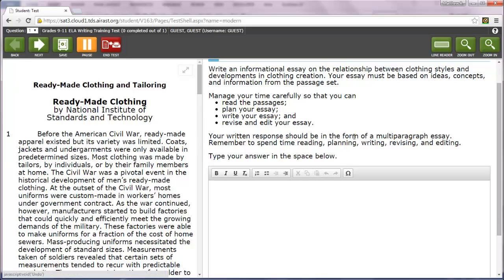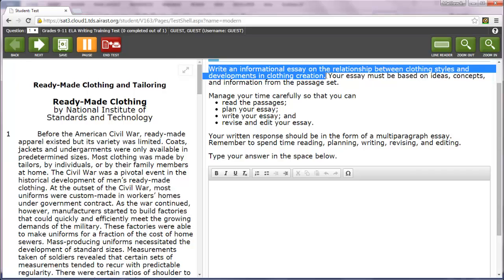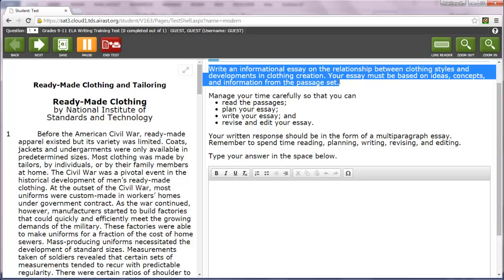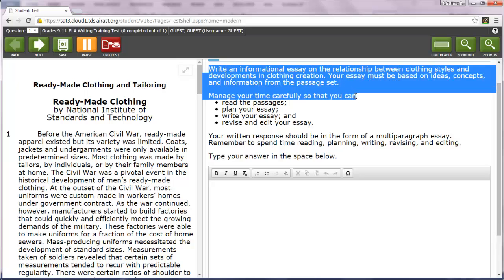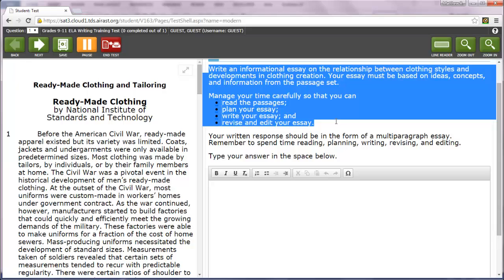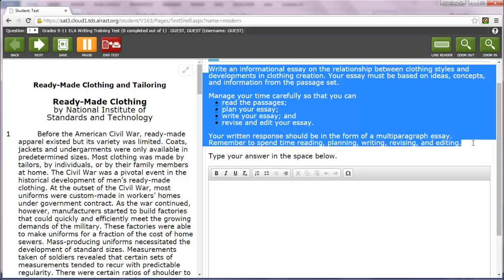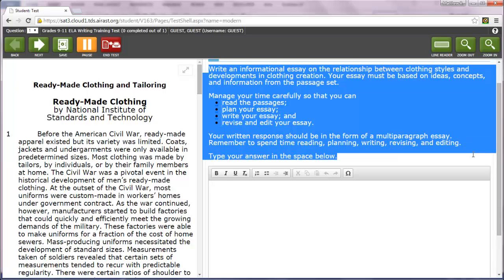That all makes sense to me, so now I'm going to read the prompt one more time to make sure that I didn't miss anything important. Write an informational essay on the relationship between clothing styles and developments in clothing creation. Your essay must be based on ideas, concepts, and information from the passage set. Manage your time carefully so that you can read the passages, plan your essay, write your essay, and revise and edit your essay. Your response should be in the form of a multi-paragraph essay. Remember to spend time reading, planning, writing, revising, and editing. Type your answer in the space below.